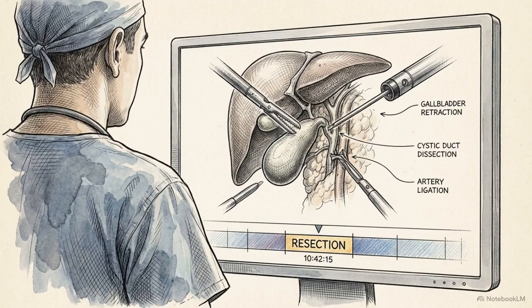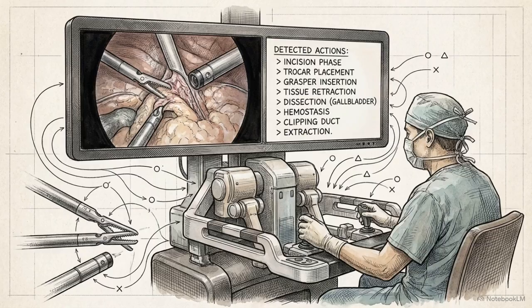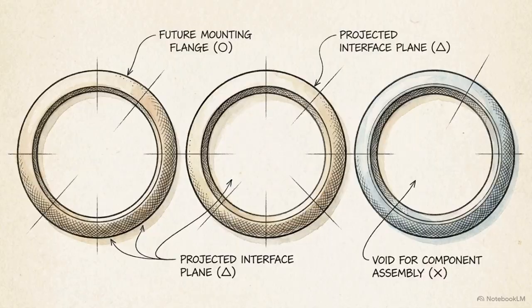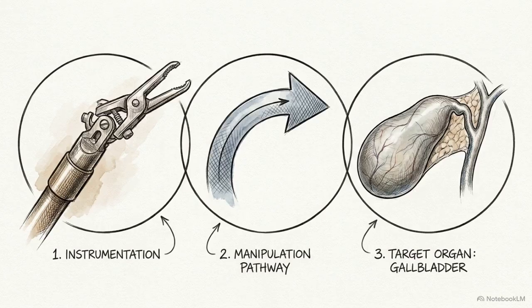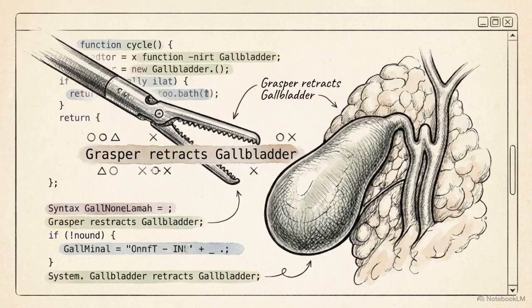Anticipating the next step provides workflow context, but assessing a surgeon's actual proficiency requires combining these into a highly structured relational format. Engineers utilize the action triplet framework for this, codifying every activity into three distinct variables. First, an instrument, then an action, and an anatomical target. Instead of simply tracking a tool's position, the model outputs a structured semantic log of the procedure. For example, grasper retracts gallbladder.